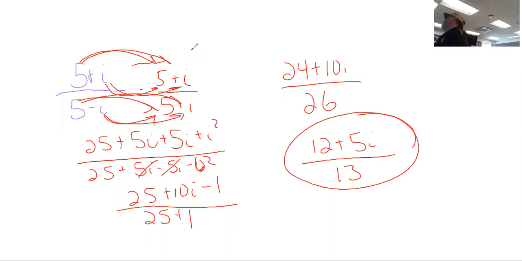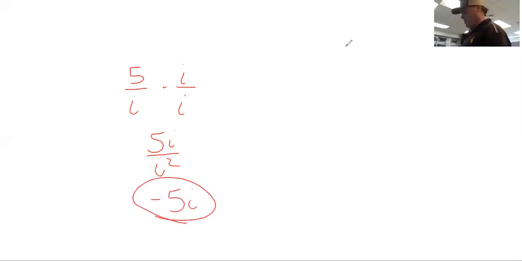Okay, we're going to do one more problem here, which is just 5 over i. Well, to get rid of the i, just multiply the top and bottom both by i, because i times i is i squared, right? So that's going to give me 5i over i squared, which is just 5i over negative 1, which is just negative 5i. And that's all I have to do.